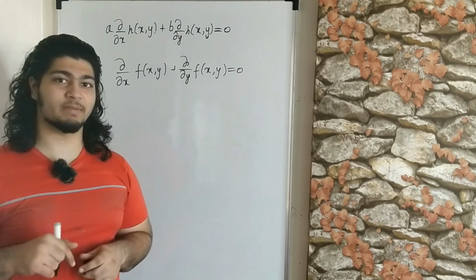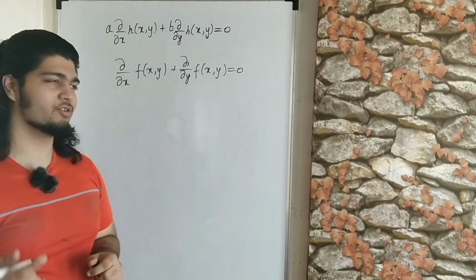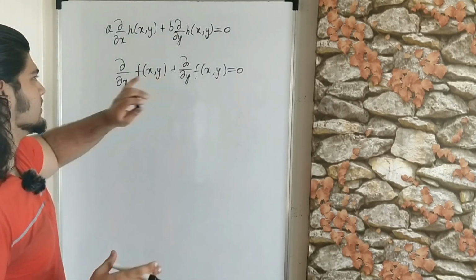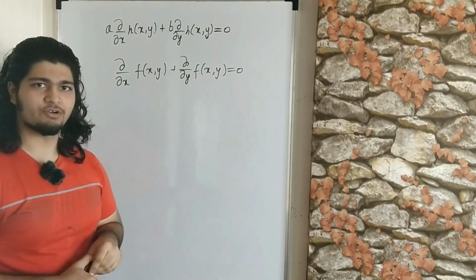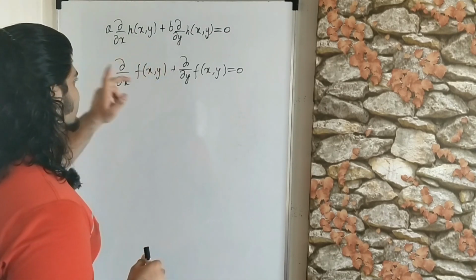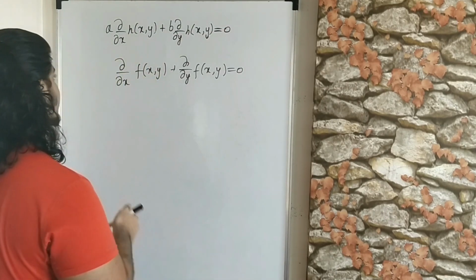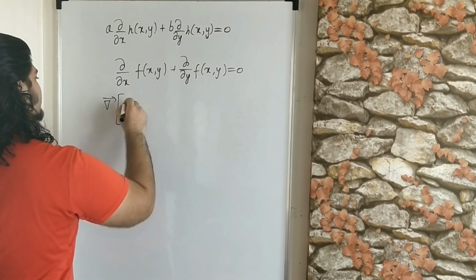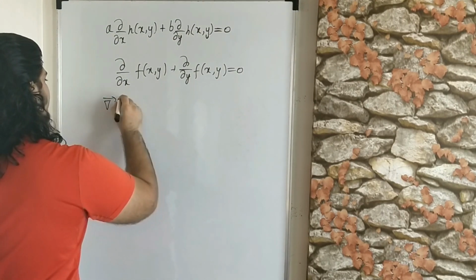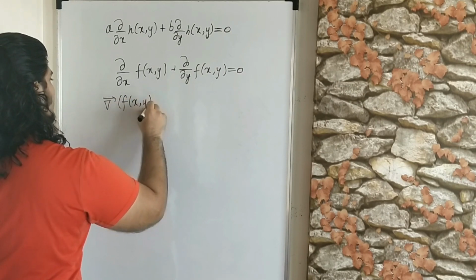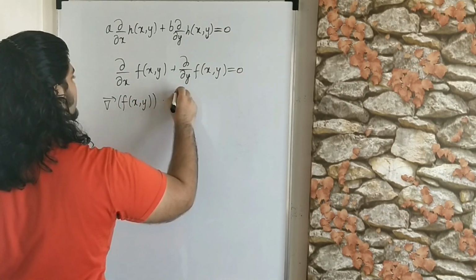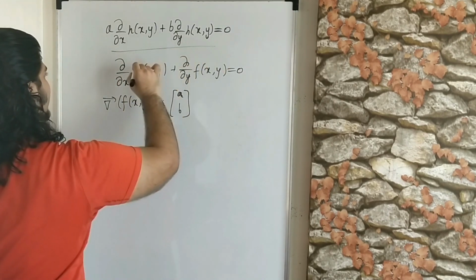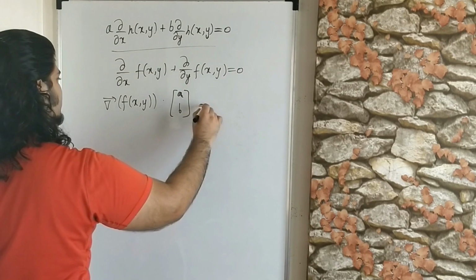But I'm going to leave that method to you, and today's method is going to be a generalization of the geometrical method which we used to solve this one. So we are going to notice that this has a certain geometrical interpretation, and that is the directional derivative. If we take the gradient vector of f of xy and we dot it with the vector AB, then we get this exact expression. So this must be equal to 0.